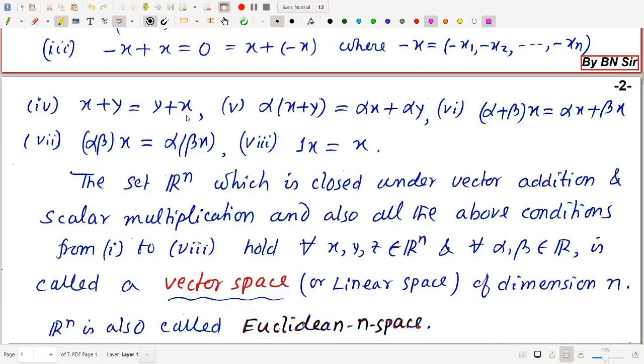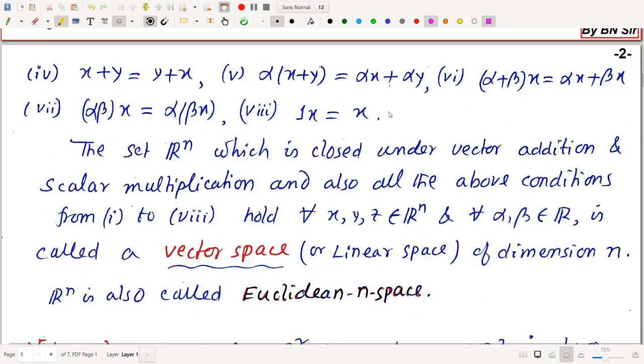x + y = y + x, that is, addition is commutative. Alpha(x + y) = alpha x + alpha y, that is, multiplication is distributive. Scalar multiplication is distributive over vector addition. Similarly, (alpha + beta)x = alpha x + beta x. Here alpha, beta are scalars, and x, y are vectors.